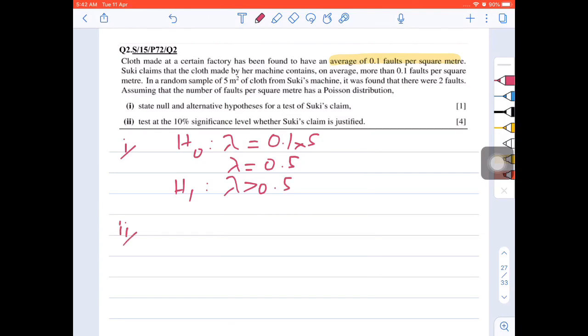The second part: test at the 10% significance level whether Suki's claim is justified. So let's say that the number of flaws is the random variable X. It follows Poisson with average 0.5. We know that the significance level is 10%, and it is an upper tail test because the alternative hypothesis is greater than. So this means that the probabilities of the extreme right values should add up to 0.1.